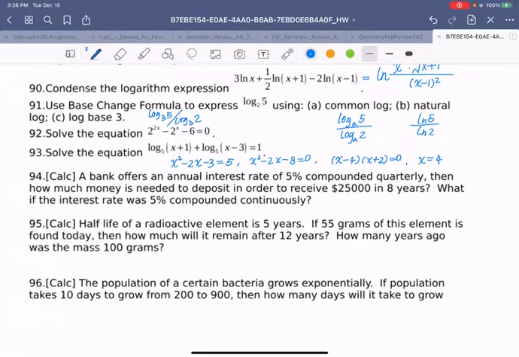Or maybe some bank gives you like 0.5%. Okay. That's really very little.